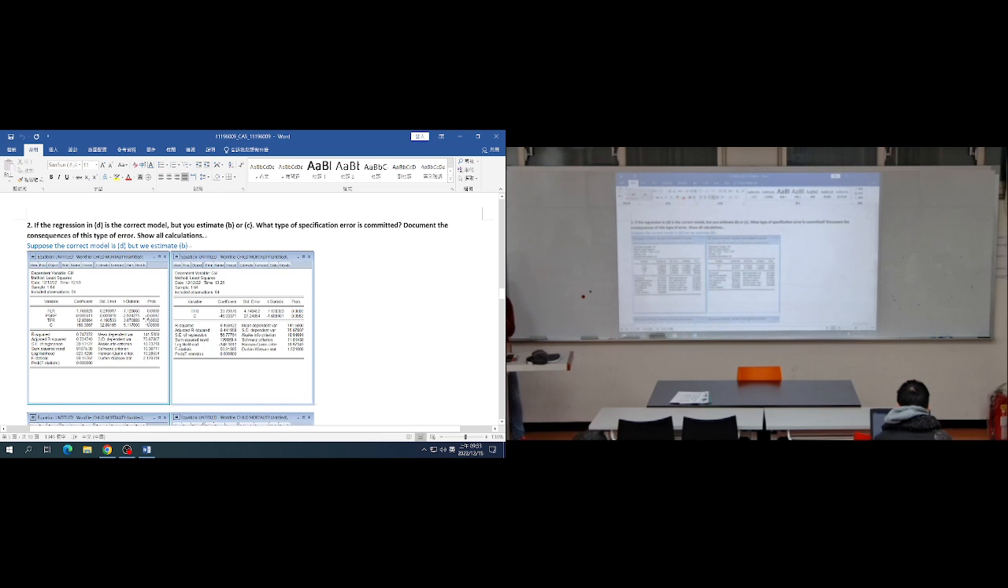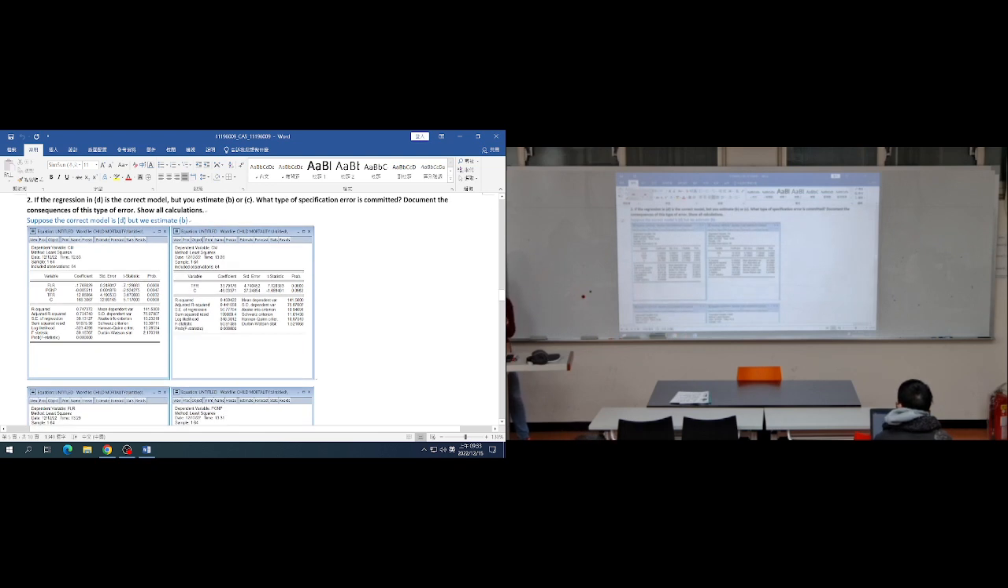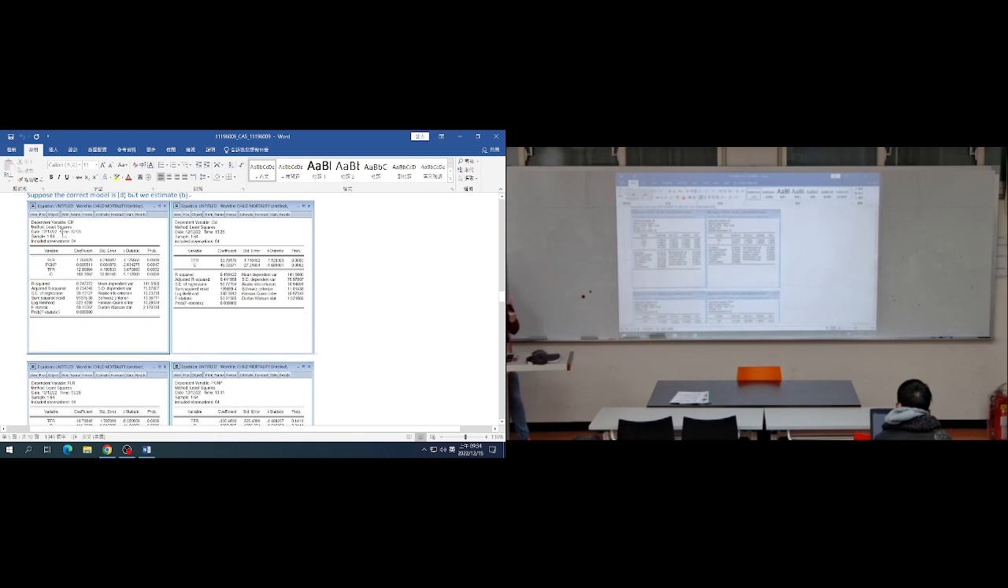For the second question: if the regression in D is the correct model but you estimate B or C, what type of specification error is committed? Document the consequences of this type of error. Show all the calculations. The first one, we suppose that the correct model is D with the three variables, but we estimate B with only one variable. So these are the results.